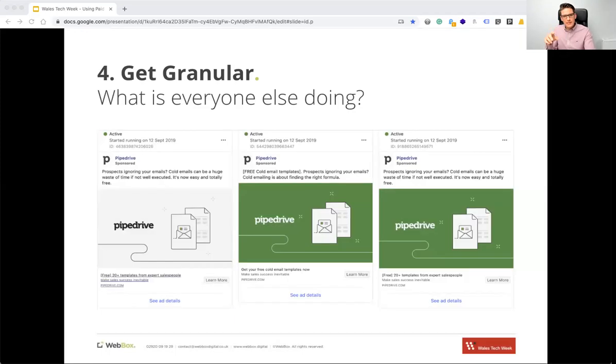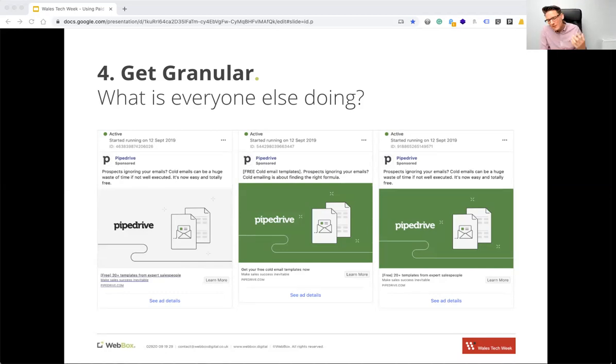Deep diving then into this get granular theme. You can actually use tools like the page transparency tool on Facebook. This gives you an idea of what your competitors and other people might be running on Facebook. So it's a really important tool to use. You can go into the ad library, you can see the content and the ads that they're using, and you can see how long they've been using them for. This is the really important bit.